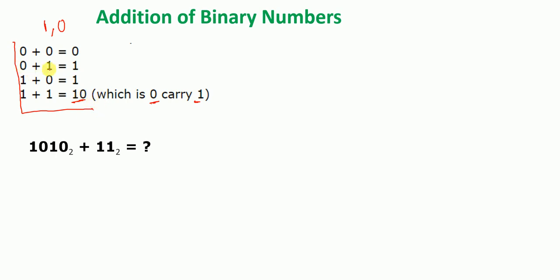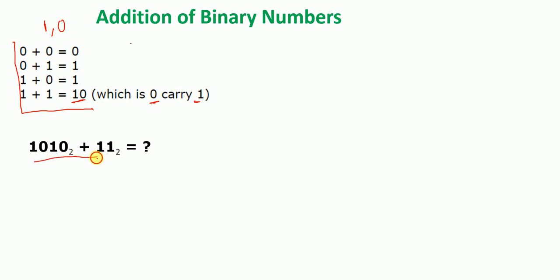0 plus 0 is 0, 0 plus 1 is 1, 1 plus 0 is equal to 1, and 1 plus 1 is equal to 10, but we will not write 10, we will write 0 and take 1 as carryover. Now I'm going to show you an example of addition of binary numbers.